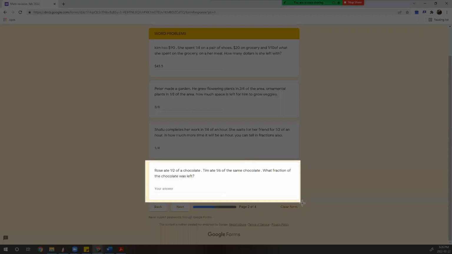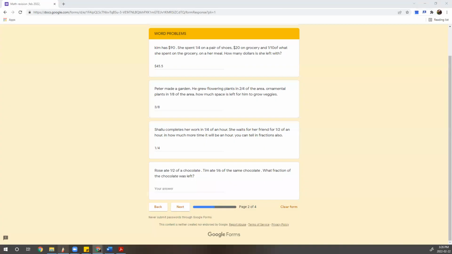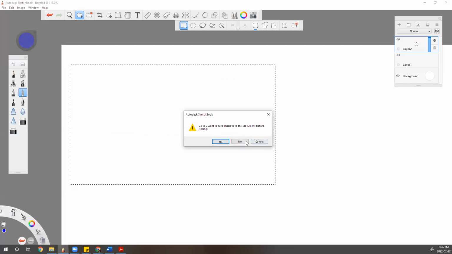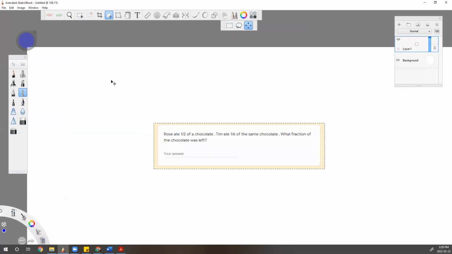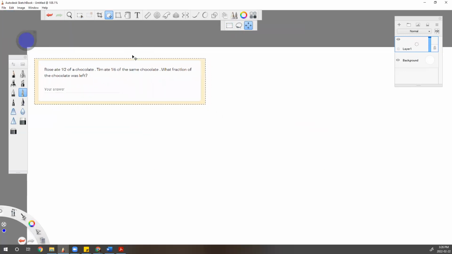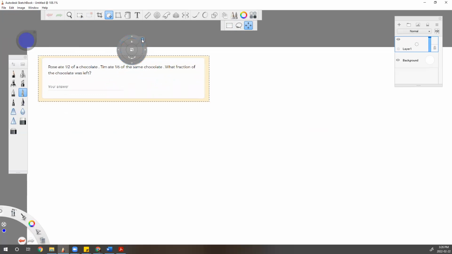Okay, this is very simple. Rose ate 1 over 2 of a chocolate. And Tim ate 1 over 6 of the same chocolate. What fraction of the chocolate was left? Do you know how to answer this, Rachel?